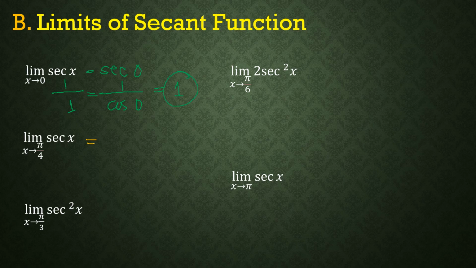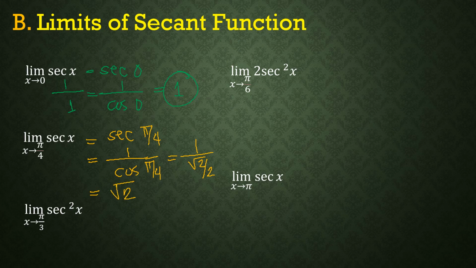Next, we have the limit of secant x as x approaches pi over 4, and that is equal to secant pi over 4, which is equal to 1 over cosine pi over 4. And since cosine pi over 4 is square root of 2 over 2, our answer is square root of 2. How did it happen? If you get the reciprocal of square root of 2 over 2, we have 2 over square root of 2, then rationalize. So we have 2 square root of 2 over 2, so cancel 2. The answer is square root of 2.